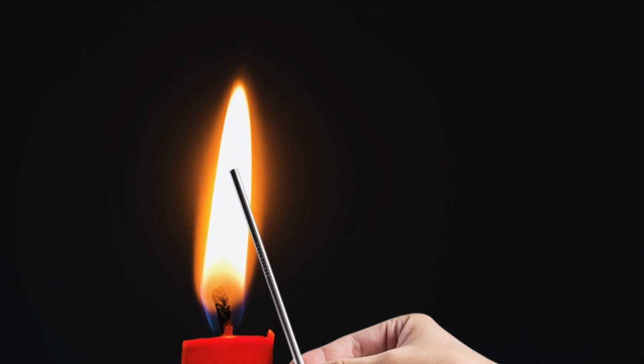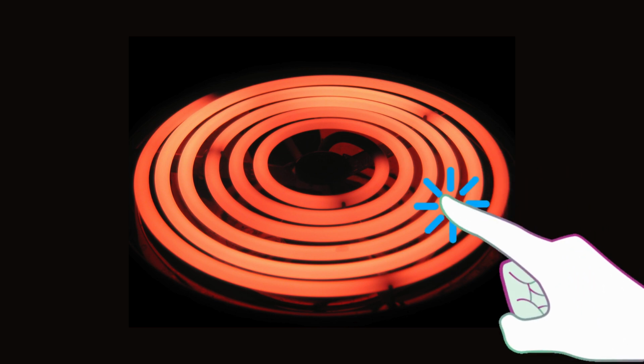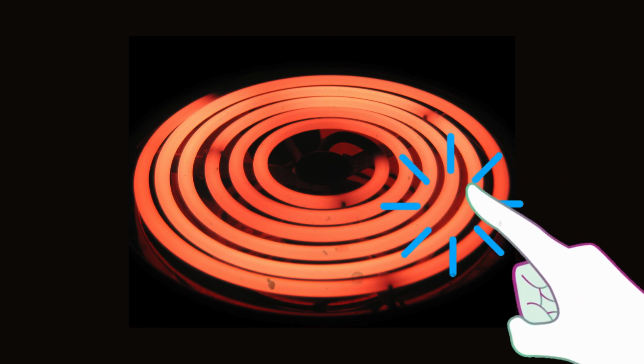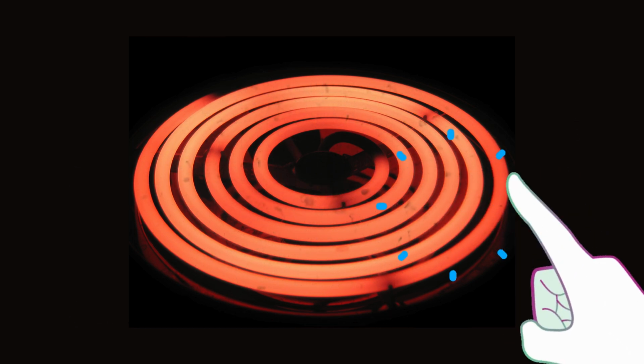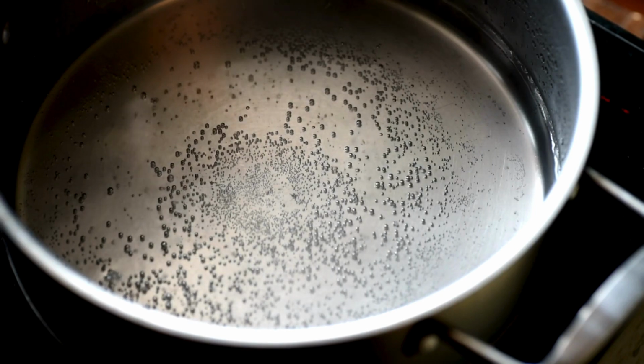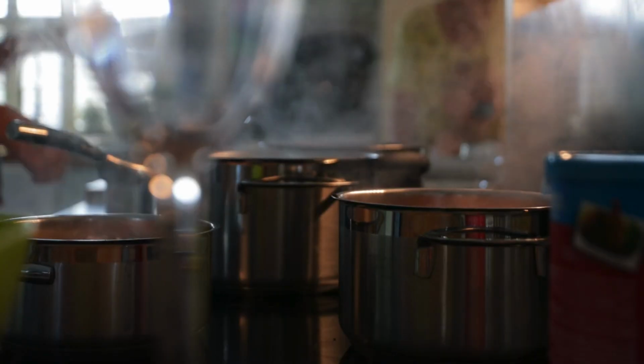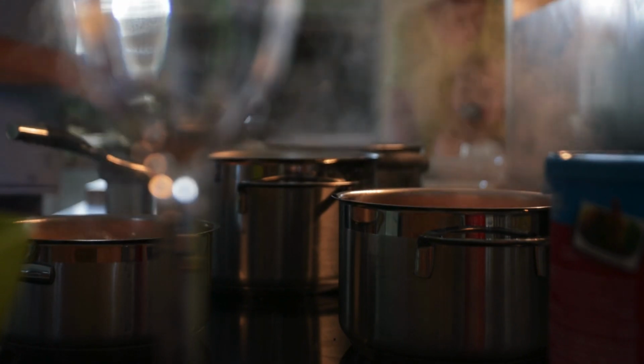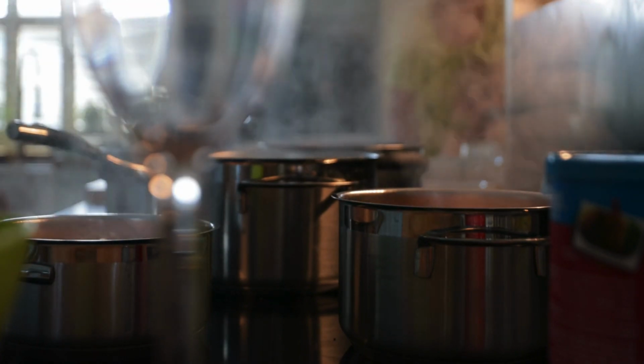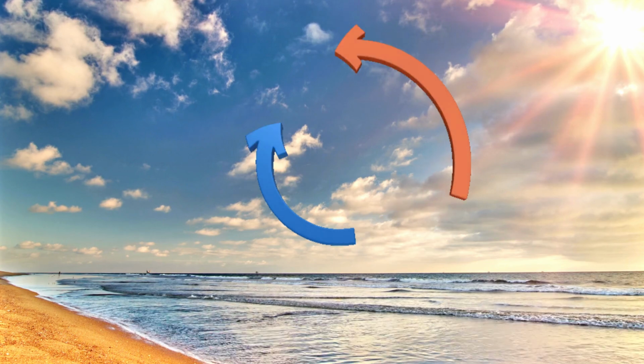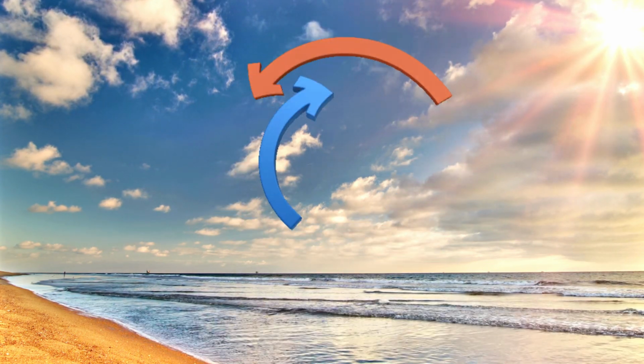Conduction is the transfer of thermal energy through direct contact between materials. When you touch a hot stove, thermal energy moves from the stove to your hand. This happens because the particles in the hot stove vibrate quickly, transferring energy to the slower-moving particles in your hand. Metals are great conductors of thermal energy, which is why cooking utensils are often made of materials like stainless steel or aluminum.